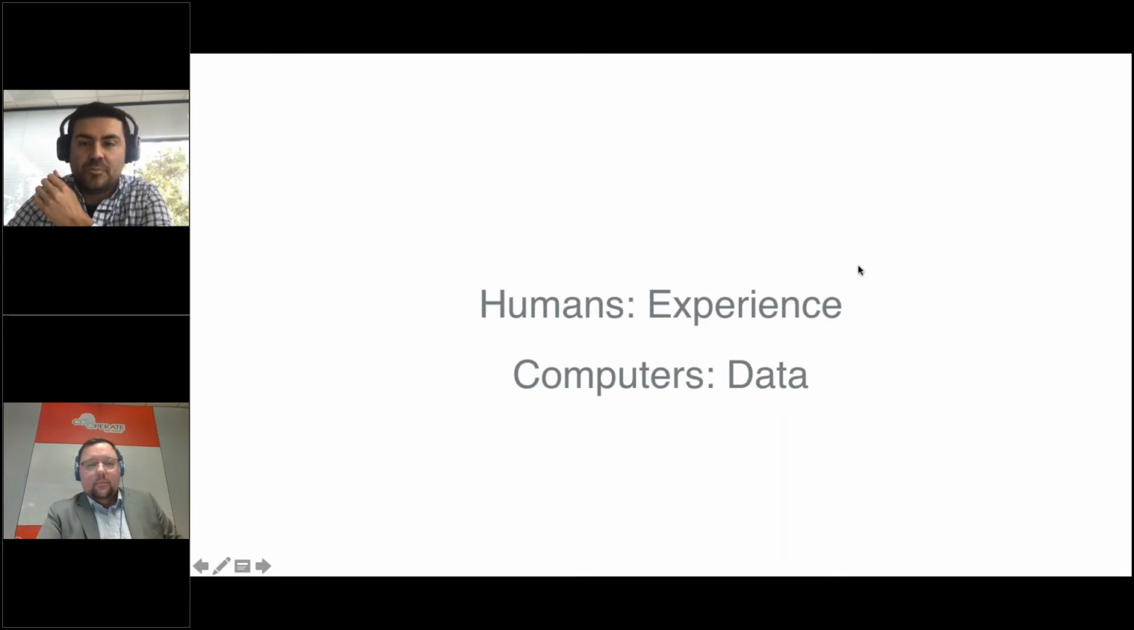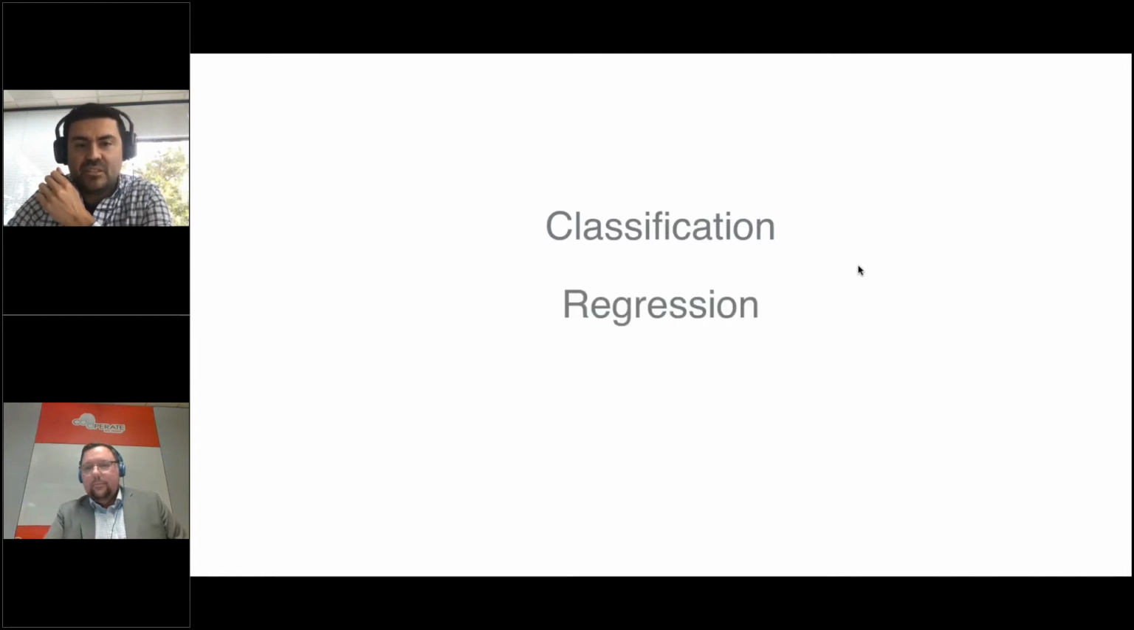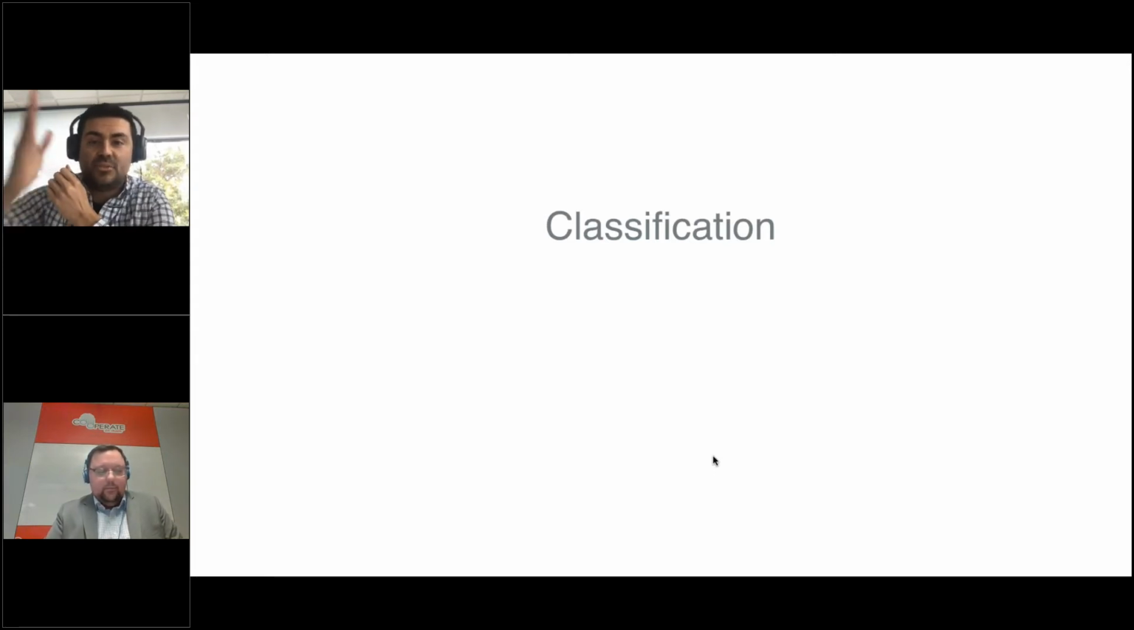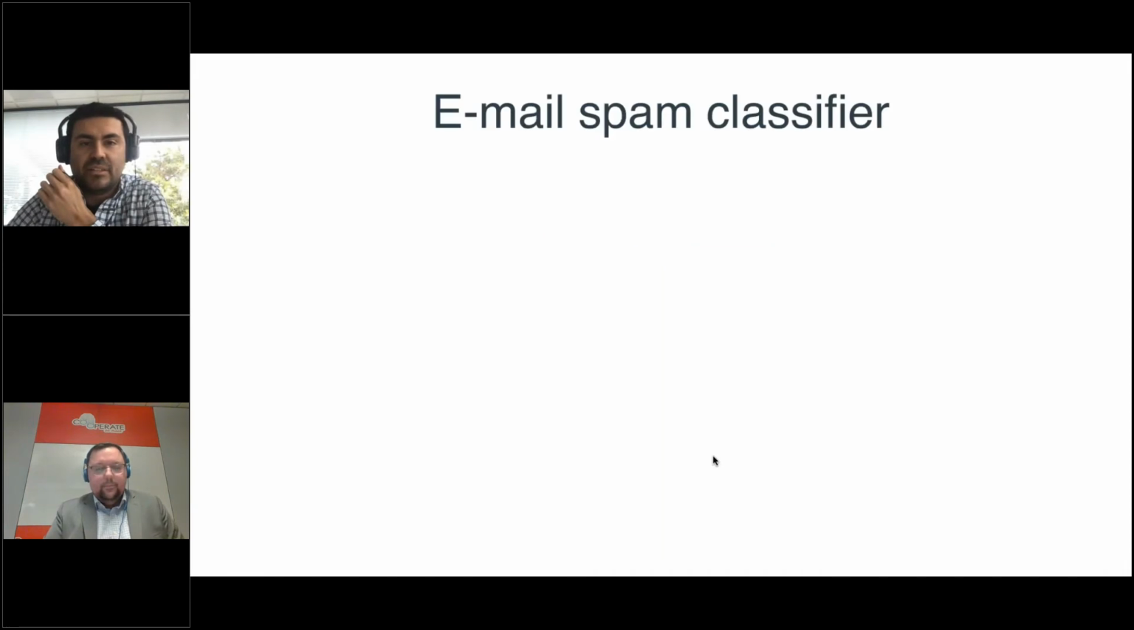So I'm going to overview three of the main techniques that we have in machine learning. The first one is classification. The second one is regression. And the third one is clustering. So let's get started with classification. So what is classification? It's really just, as the word says, classifying things into different classes. So let's look at an example.